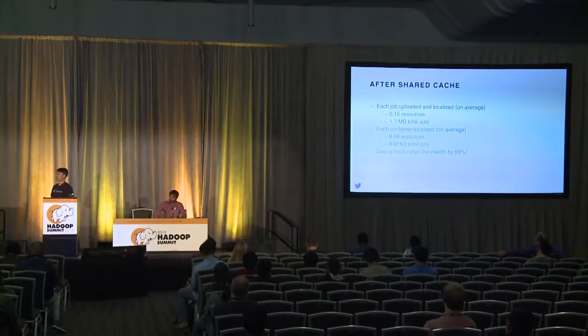So what happened after we enabled the shared cache? After the shared cache, each job is now uploading only about 0.16 resources. Basically, they're virtually doing nothing in terms of this, and that's about 1.7 megabytes of resource. And if you look at the per container number, that's basically 0.08 resources and 840 kilobytes per container launch.